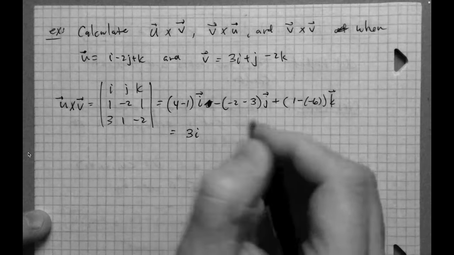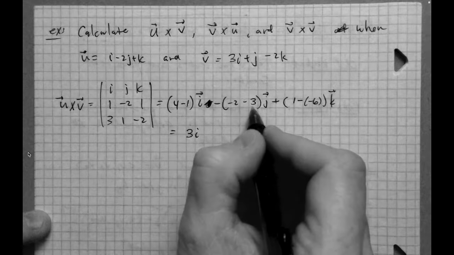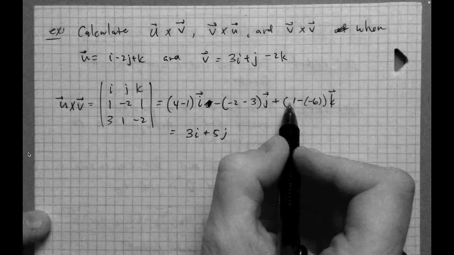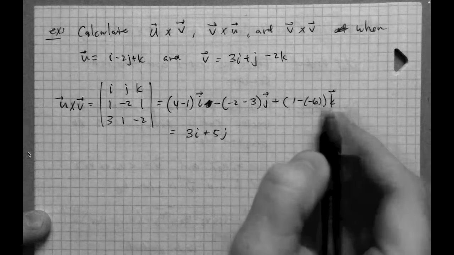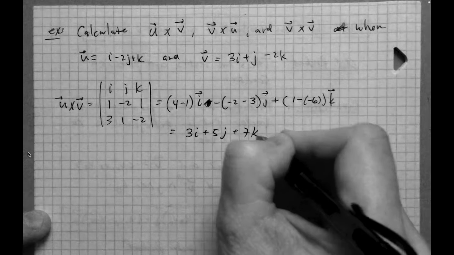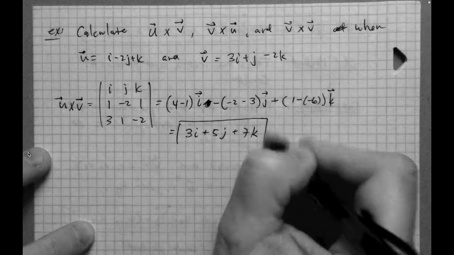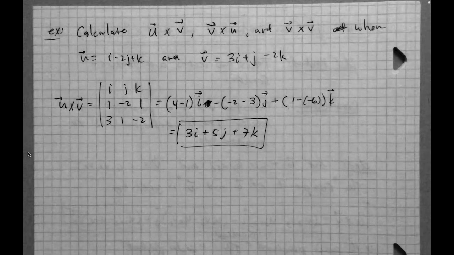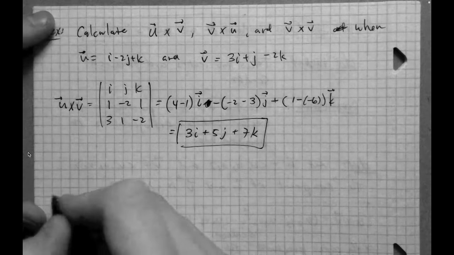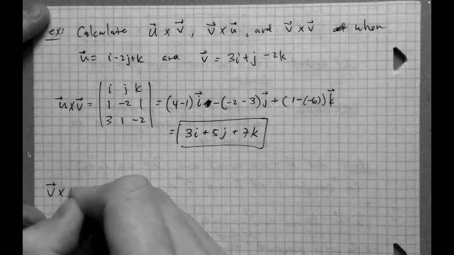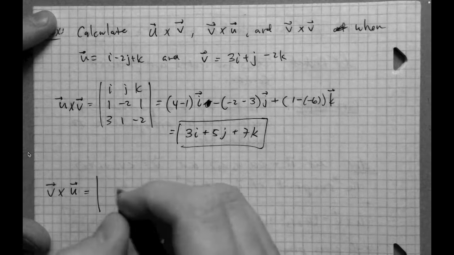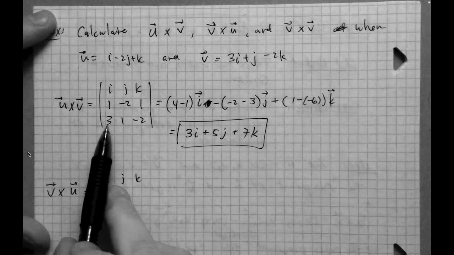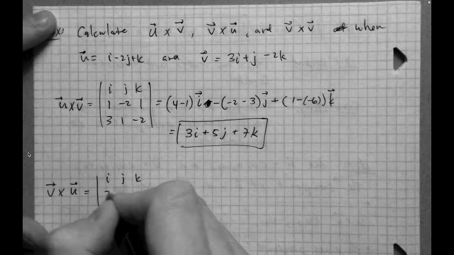So that'd be 3i plus 5j minus negative 5j, so plus 5j. And then this will be 1 minus negative 6, so plus 7k. So there's the cross product. That's U cross V. What about V cross U? Well, it's the same process. The only thing that's changed is the order here. So you have I, j, k, and now this time the 3, 1, negative 2 is in the middle.